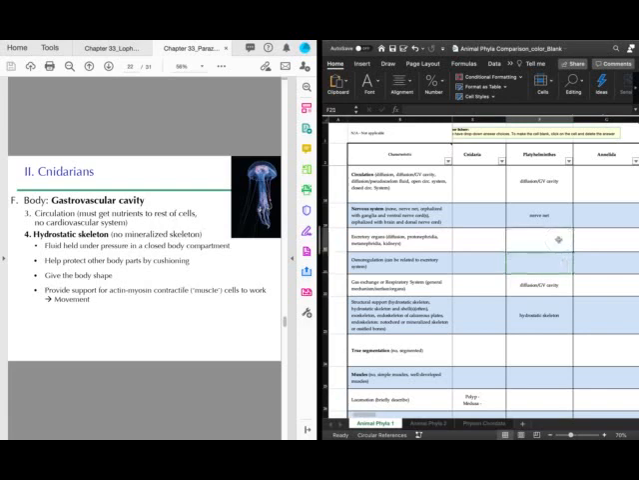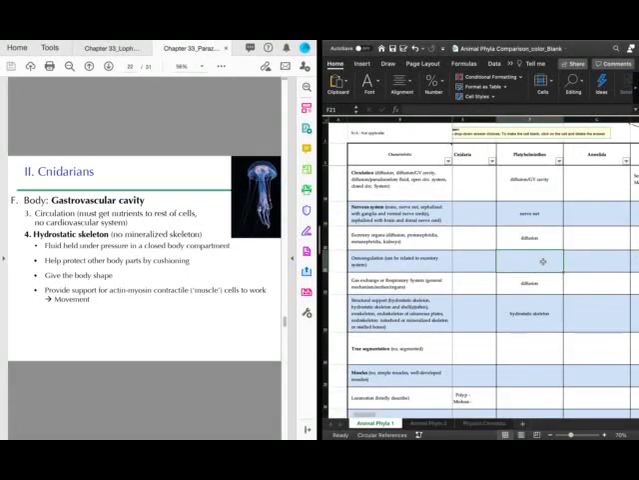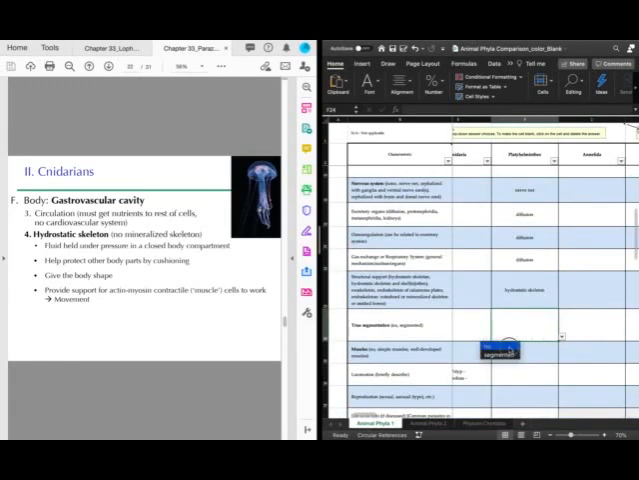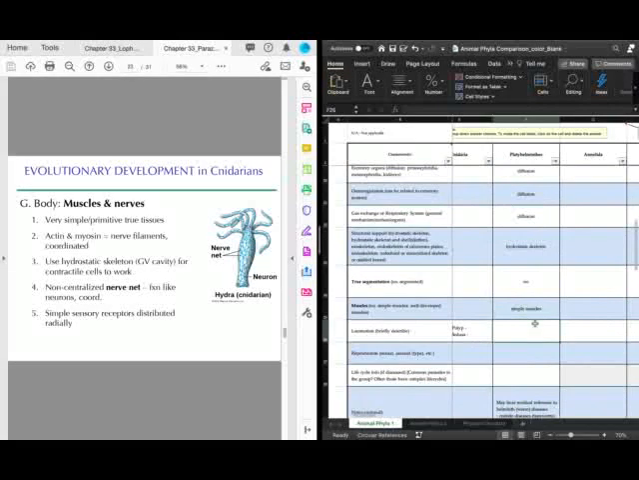Gastrovascular cavity. Excretory organs, diffusion. Osmoregulation. Diffusion. No segmentation. Muscles. Let me see here. It tells us about primitive tissues, actin-myosin nerve filaments coordinated, so that's muscles. So it looks like we have some pretty simple muscles and contractile cells going on. Simple muscles. Locomotion.